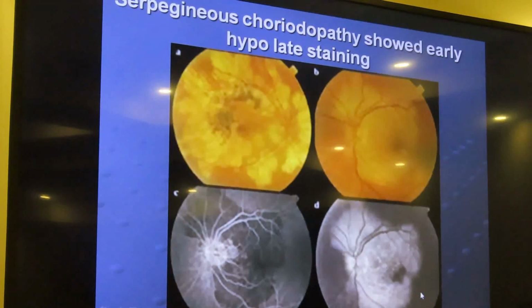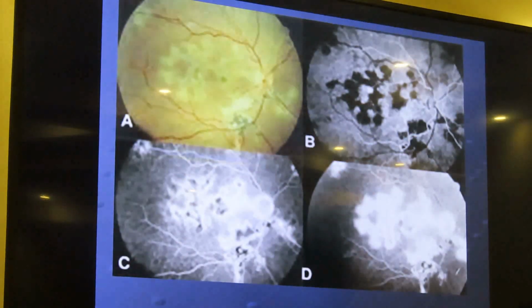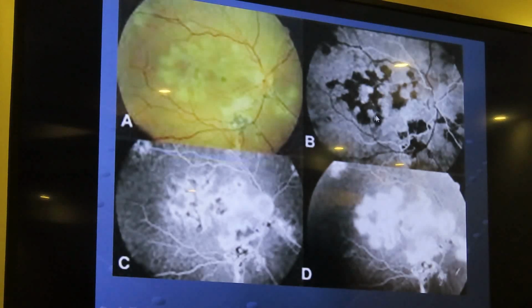This is serpiginous choroidopathy, which is showing hypofluorescence early and late staining. We know that choroiditis is characterized by early hypofluorescence, sometimes they call it blocked fluorescence, and late staining. Okay, many of us are confused with choroiditis, all of us. So don't worry about it. This is also, you see, early hypofluorescence and late staining. This is serpiginous choroiditis.